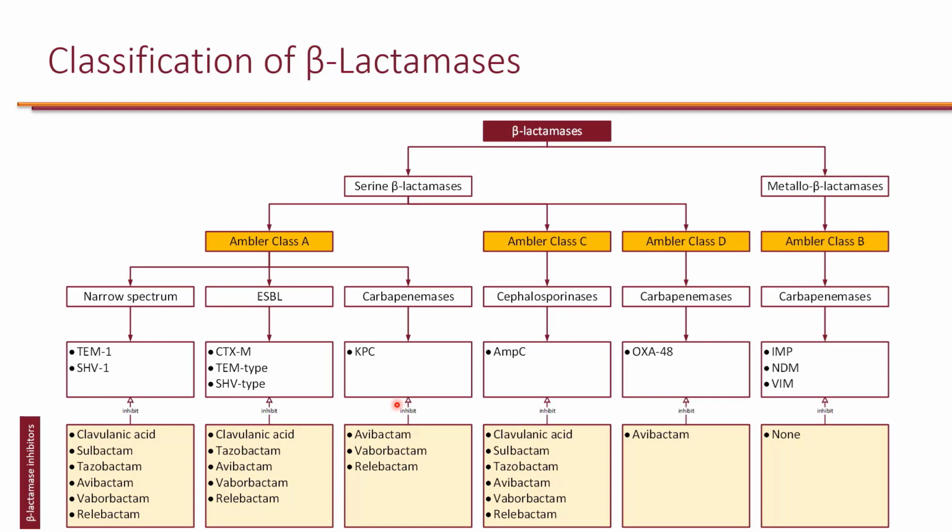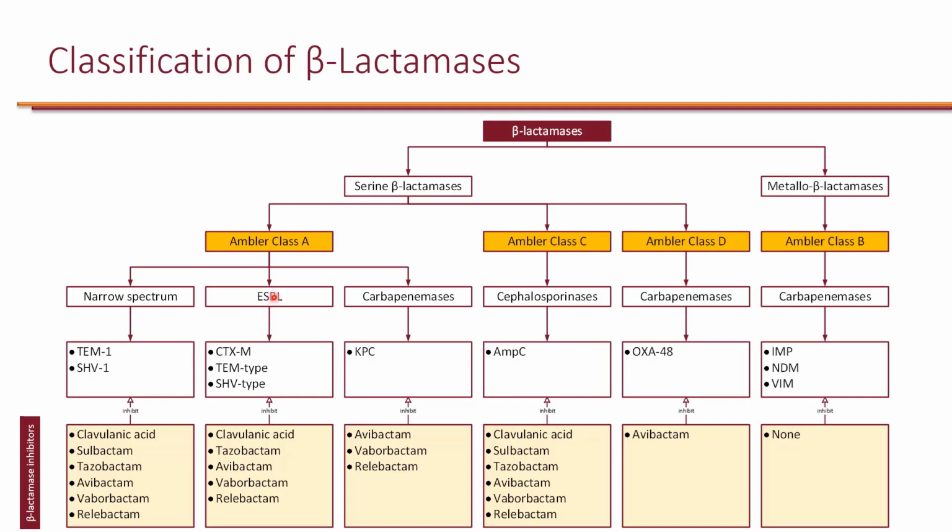That was a lot of information, so let's summarize. In general, beta-lactamases can be broken into serine beta-lactamases and metallo-beta-lactamases, and the Ambler classification can be used to classify these beta-lactamases. So class A can be divided into narrow spectrum, ESBL, and carbapenemases. Narrow spectrum includes TEM-1 and SHV-1, among others. And fortunately, we have many beta-lactamase inhibitors on the market that can inhibit these beta-lactamases.